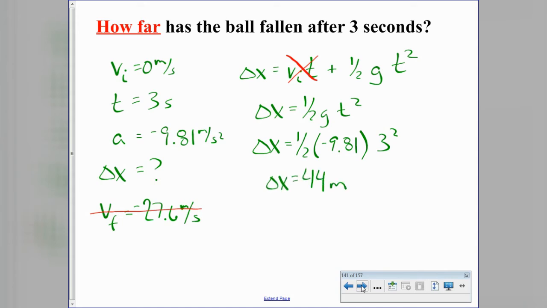And again, it's negative because of the negative 9.81. That just means down. Okay, so hopefully you realize that the problem could have been done without our answer from the last problem. And I would encourage you to do it that way.